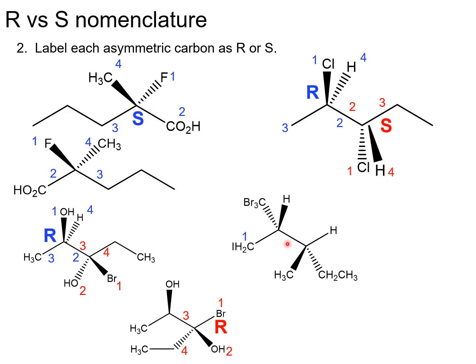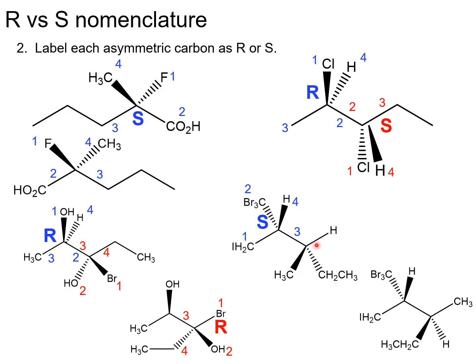For my next one here, let's go ahead and rank. Now for this one, remember this is a carbon connected to an iodine and 2 hydrogens. That's going to beat a carbon connected to 3 bromines. And then that is going to beat a carbon that has a hydrogen on it. So in this case, my fourth group is coming towards me. So whatever letter I'm going to see, I'm going to need to flip it. So this looks like R. That means it's going to end up being S.